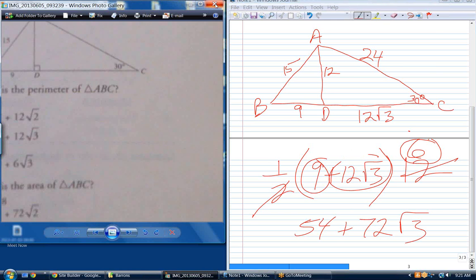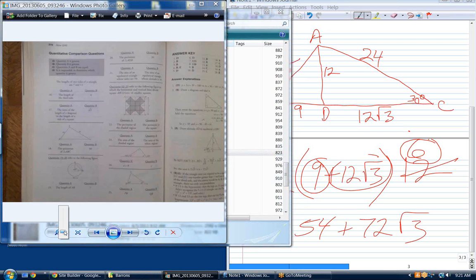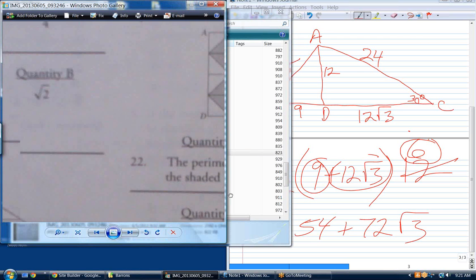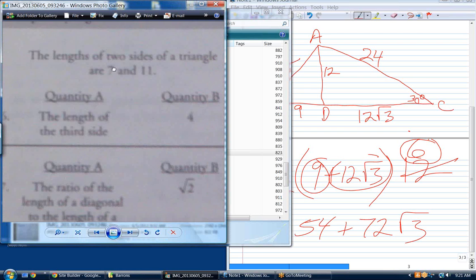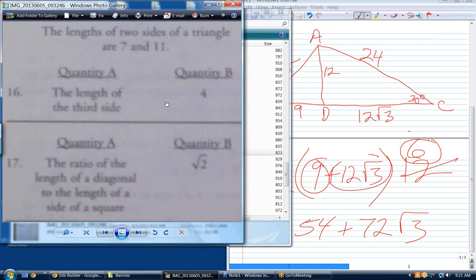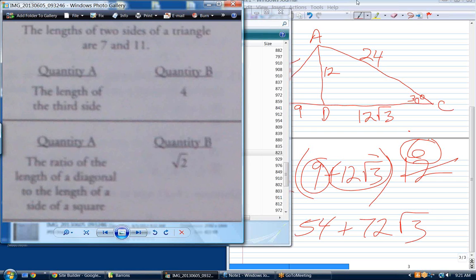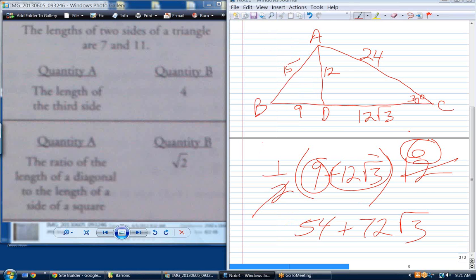I guess next page here. 239. Wow, where was that page? Okay, 16. Or this top one here. Uh-oh.